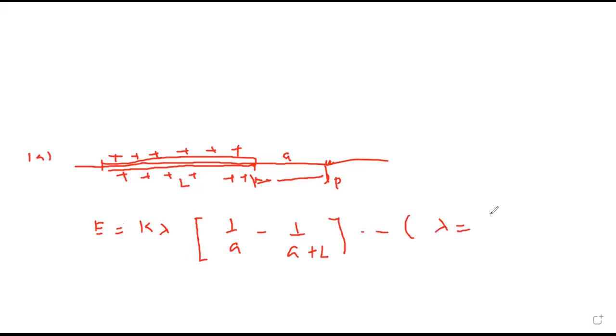Here lambda is total charge upon total length. Draw the diagram and write the value. Formula: K is not the dielectric constant. It is 1 upon 4 pi epsilon naught.